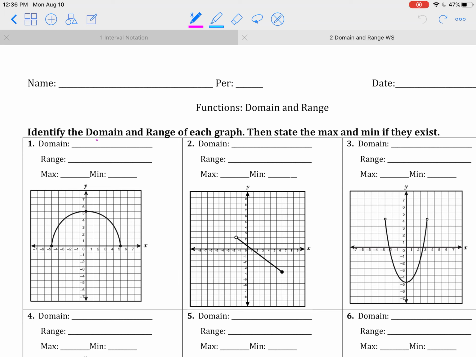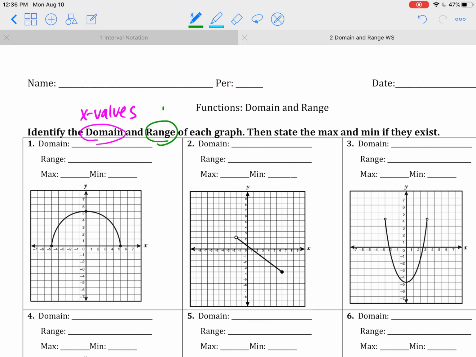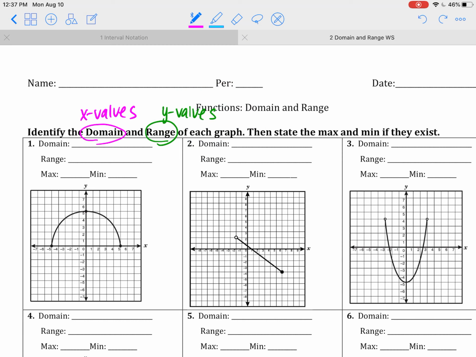And so domain refers to all the x values of a graph or function, and range refers to the y values. When we are looking at the domain, we are going to be scanning along the x-axis. When we are talking about the range, we are going to be scanning along the y-axis. I'm going to use pink for domain, green for range.